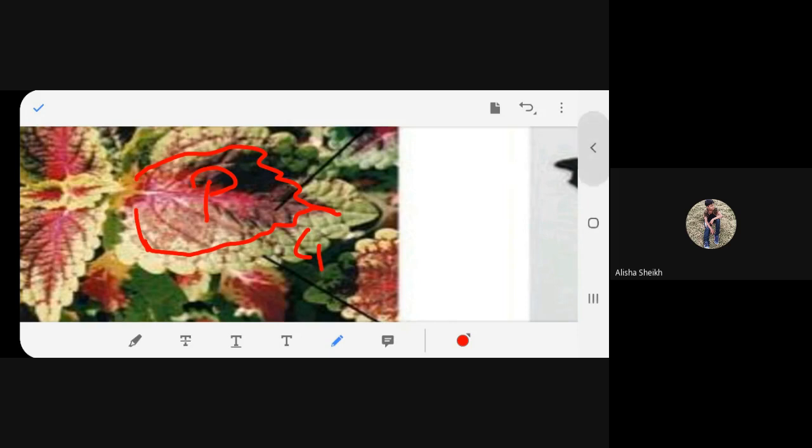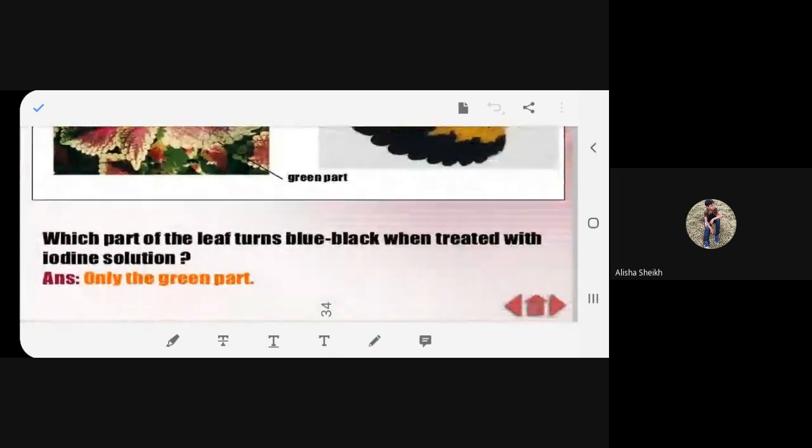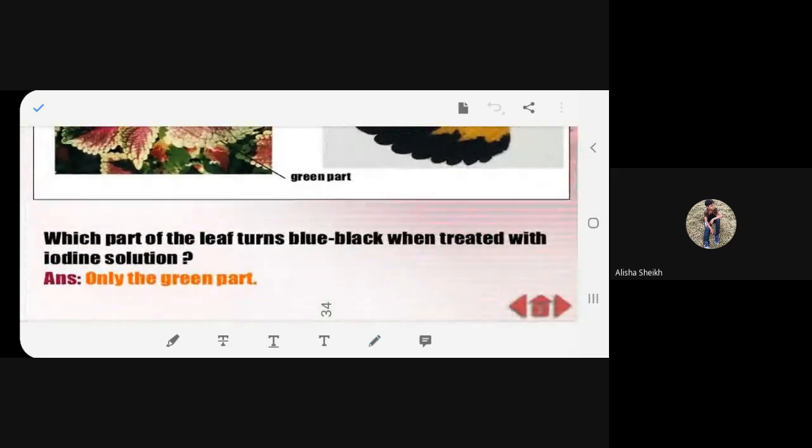Now let's come back. Now the question is, please read the question, Vito. Which part of the leaf turns blue-black when treated with iodine solution? Answer, only the green part. So do you agree? Yes.